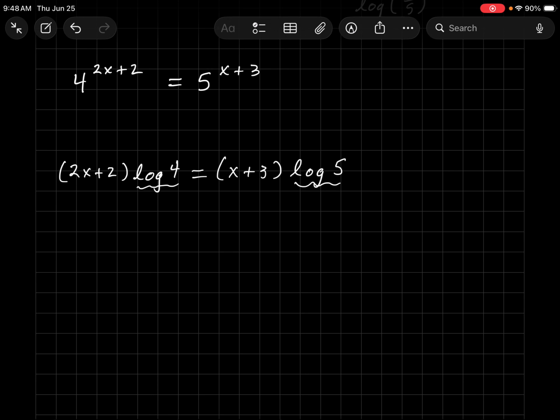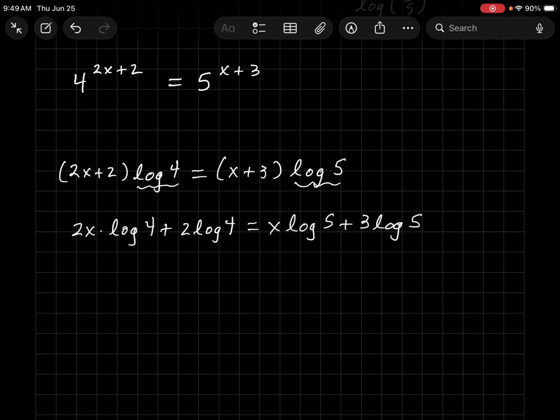Our goal is to isolate the x, so I will distribute. It's pretty common in problems like this. I will distribute the log 4 on the left side, giving me 2x log 4 plus 2 log 4, which you could write as log 16 if you want. I will leave it as is. On the right side, I will distribute the log 5, giving me x log 5 plus 3 log 5. Perfectly fine answer.